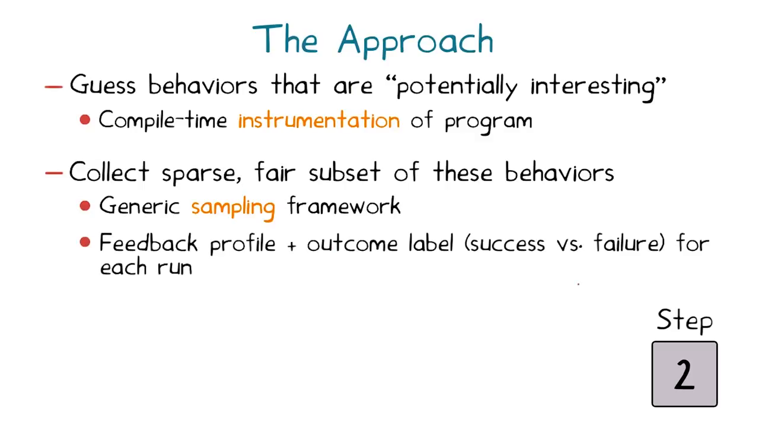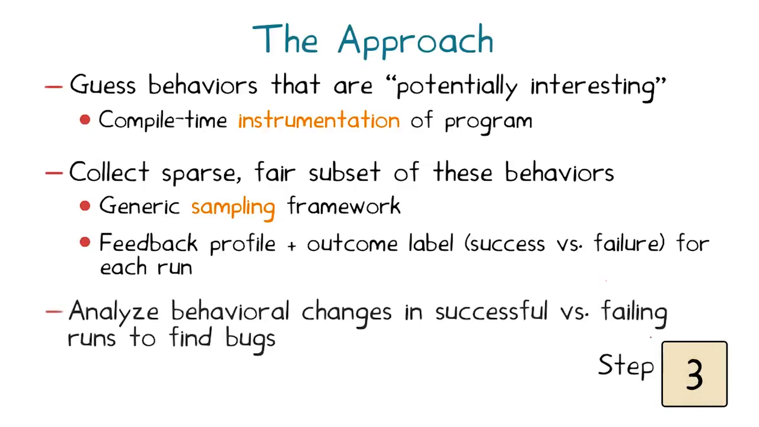The user's report will then consist of a vector of these observations compressed to a very simple representation called a feedback profile, plus a bit indicating whether the user's run ended in success or failure, called the outcome label. This will be all the data that we receive in the user report. In the third and final step, we will analyze the collected data to find differences between behaviors of successful runs versus failing runs that help localize the causes of the failing runs. This is the step that gives the approach the name statistical debugging.